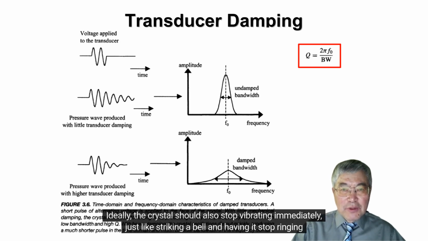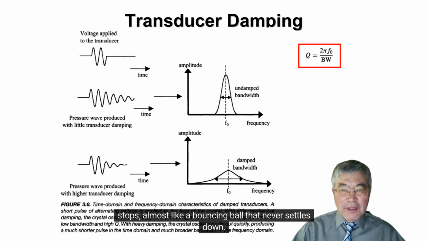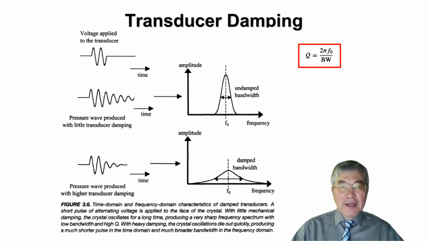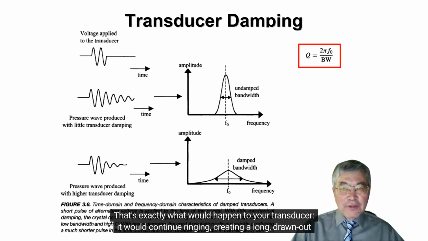Ideally, the crystal should also stop vibrating immediately, just like striking a bell and having it stop ringing right away. But in reality, if there's no damping, the crystal keeps vibrating for quite a while after the excitation stops, almost like a bouncing ball that never settles down. If there's no damping, no internal friction, the ball keeps bouncing up and down forever. That's exactly what would happen to your transducer.